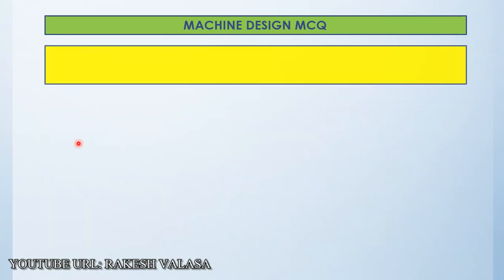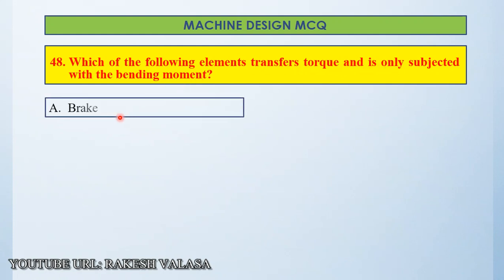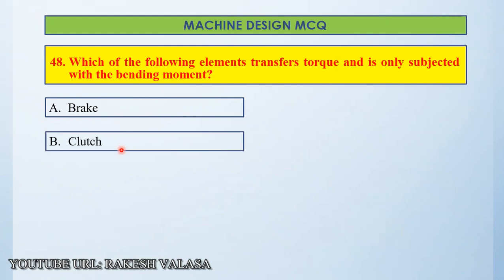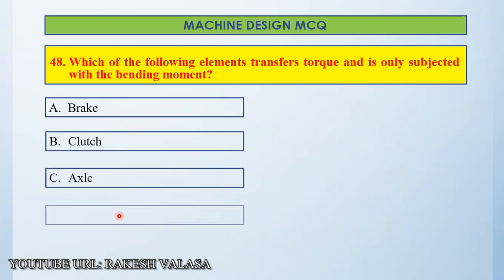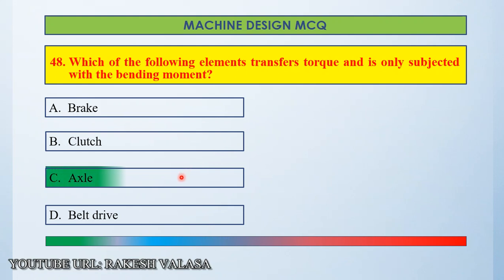Question number 48. Which of the following elements transfers torque and is only subjected to the bending moment? Option A brake, option B clutch, option C axle, option D belt drive. The correct answer is option C axle. Let us see the explanation.